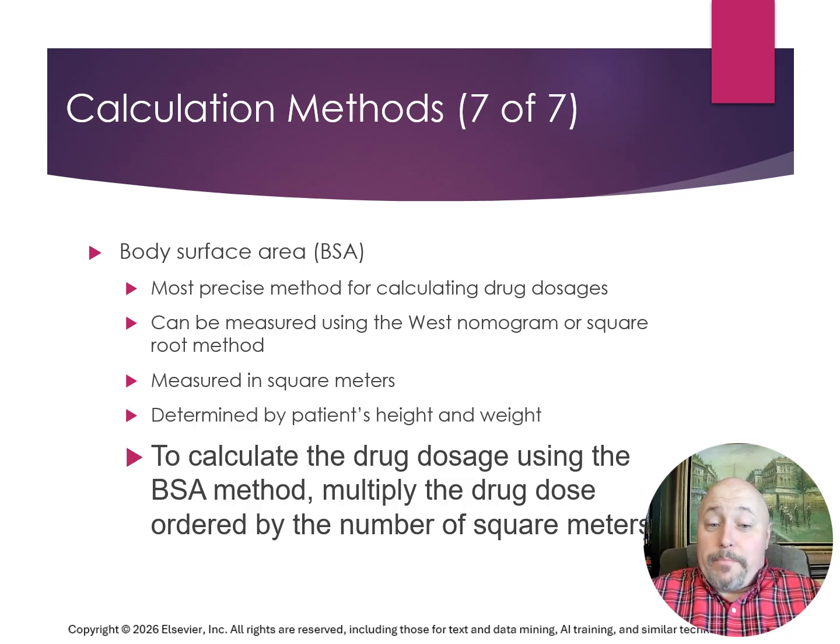There is also the body surface area method, considered the most precise method for calculating drug dosages, and it can be measured using the West nomogram or square root method. The patient's body surface area is measured in square meters and determined by the patient's height and weight. In this case, it is the most accurate, but it is going to be a lot harder than just weighing the patient.